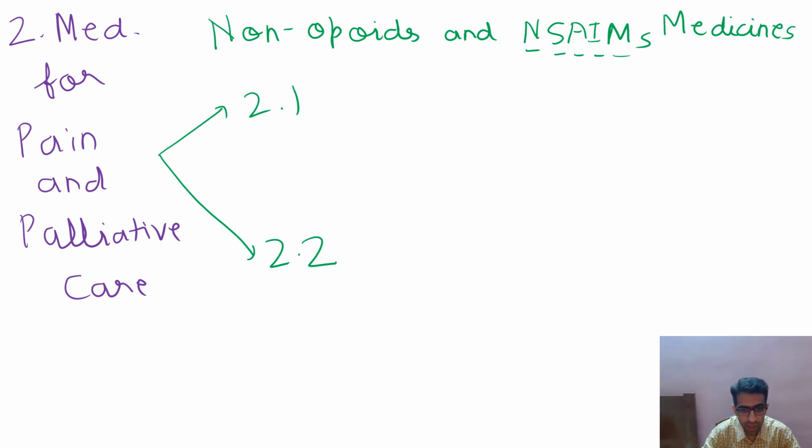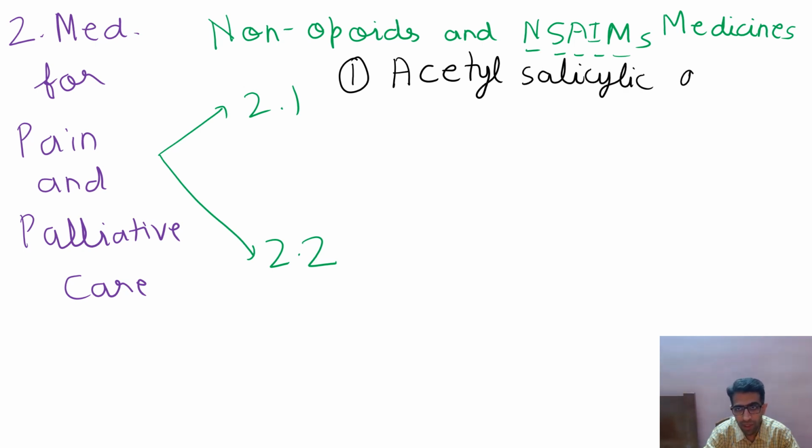I'll be discussing the drugs first here itself, and then I'll be moving ahead. First, a very commonly used one, all of you know that very well, that is acetyl salicylic acid, also known as aspirin. Acetyl salicylic acid is the chemical name, aspirin is the generic name, and the brand name can be Ecosprin, any brand name, you know.